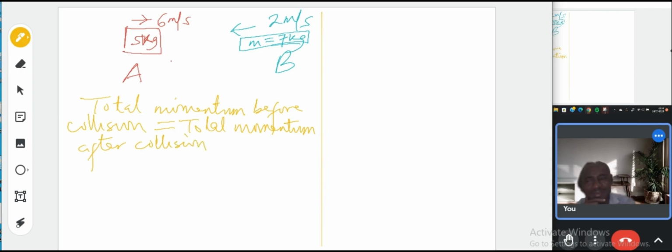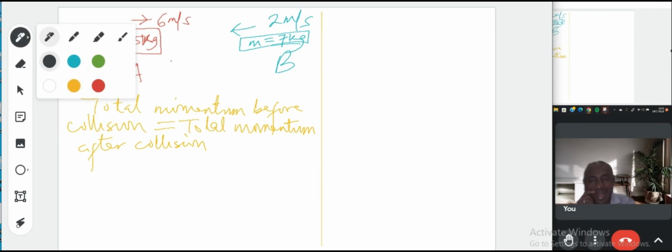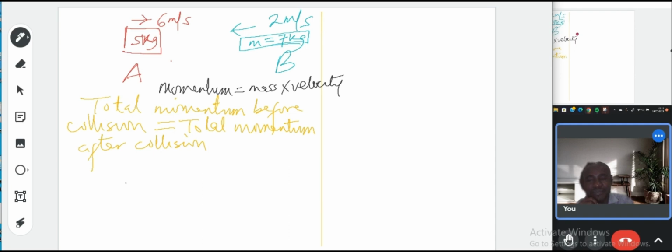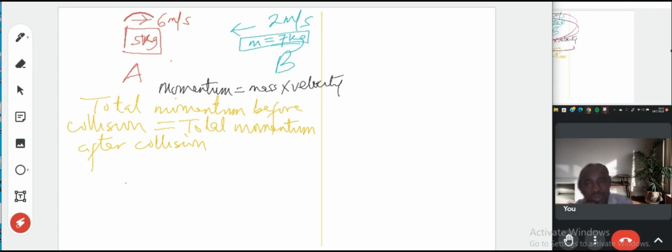What's momentum, by the way? Mass times velocity. Momentum is mass times velocity, okay? By the way, before they collided, what's their total momentum before they collided? You calculate the momentum of A and then the momentum of B, you add them together. That's their total momentum before, because the principle says total momentum before collision. So let's find the total momentum before they collided, which is the momentum of A plus the momentum of B, right? So what's the momentum of A?